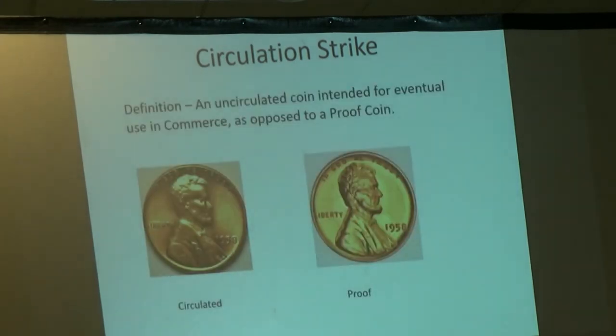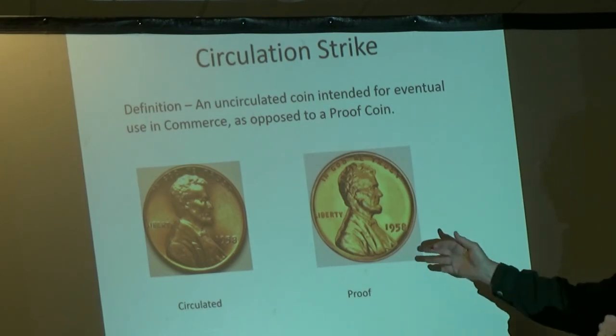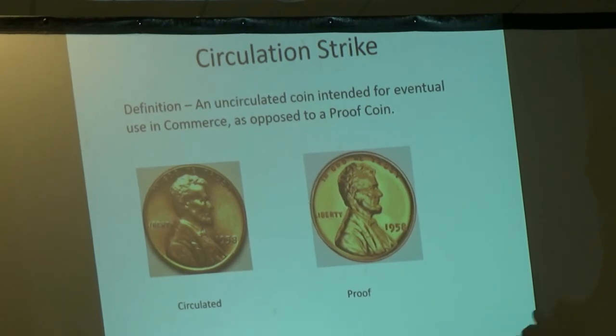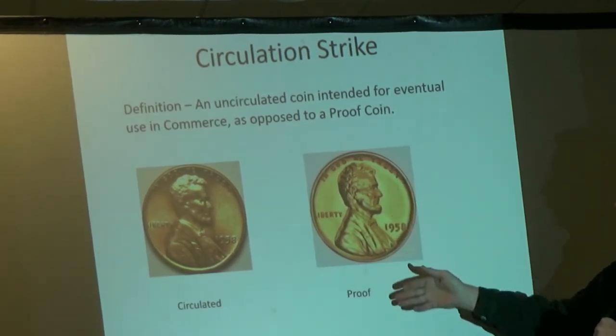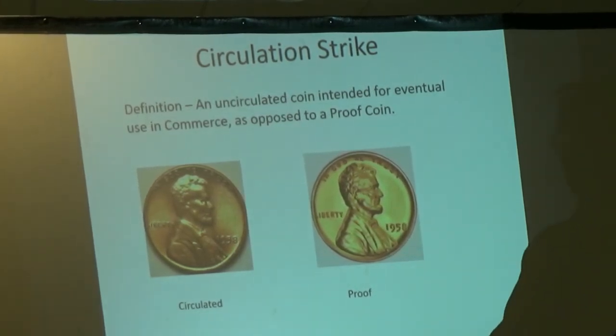Circulated strike. Pocket change. Pocket change, right. Basically, a circulated coin was something that's supposed to go into circulation versus the proof. And anybody that's seen a proof before, you can see the mirror finish on these that is supposed to distinguish between the two.